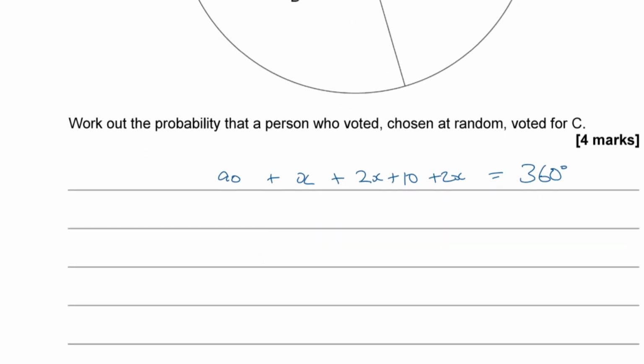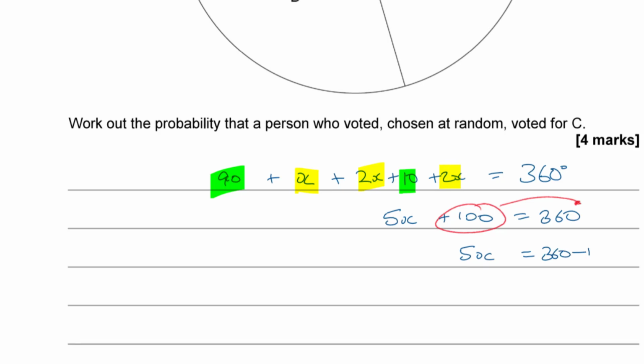So collecting like terms, I've got an x, a 2x, and a 2x, which adds up to 5x. And I've got a 90 and a 10, which adds up to 100. So 5x plus 100 is 360. Okay, then change sides on that 100. Move it over to the other side. I'm going to get 5x equals 360 take away 100, which is 5x is equal to 260.